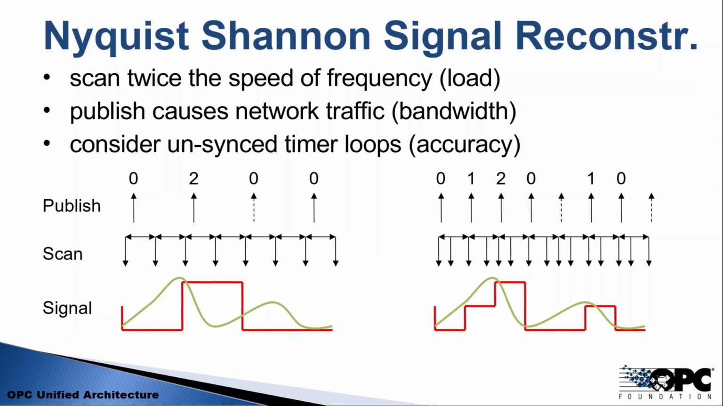Another point you need to consider is that the two loops of the scan rate and the publish rate are probably unsynchronized. So if there is inaccuracy in the timing loop, then sometimes it may happen that you scan the data, you just get the new value, but unfortunately the publish is just going away a few milliseconds before, and you need to wait for the next one. So this is all about the timer accuracy.